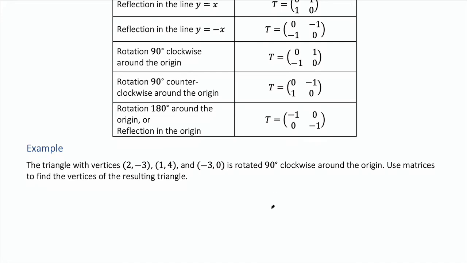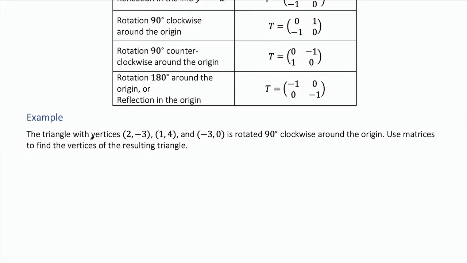So here's an example. The triangle with these vertices is rotated 90 degrees clockwise around the origin. Use matrices to find the vertices of the resulting triangle. So what we're going to do is take our point matrix, and I'm going to again follow the convention of ordering from smallest to largest x value. And we're going to multiply this on the left. The transformation matrix goes to the left.